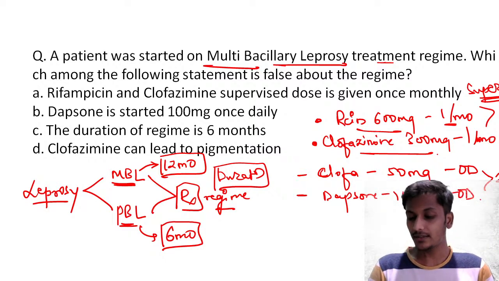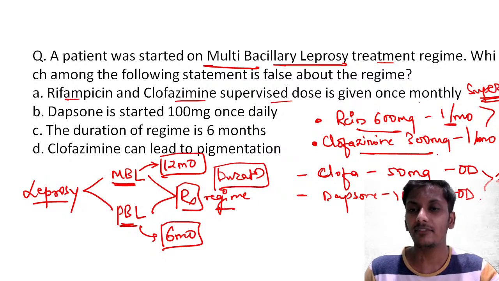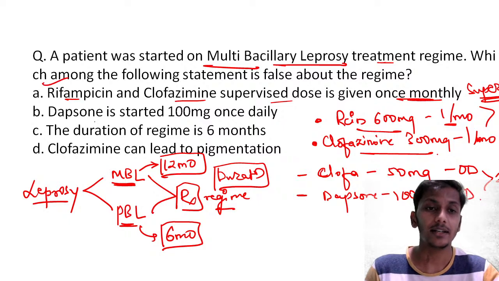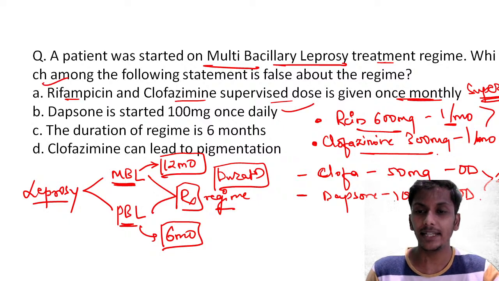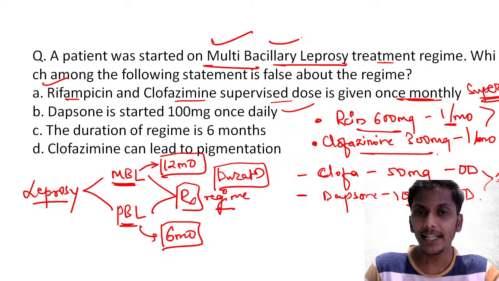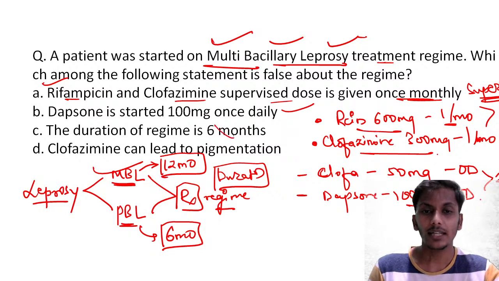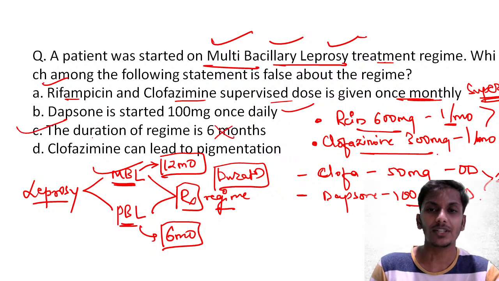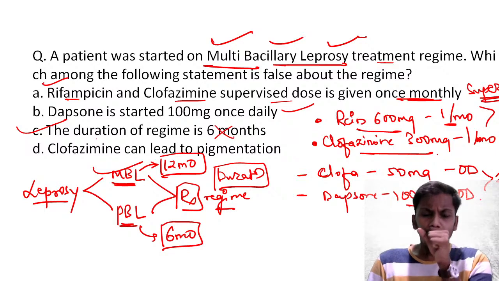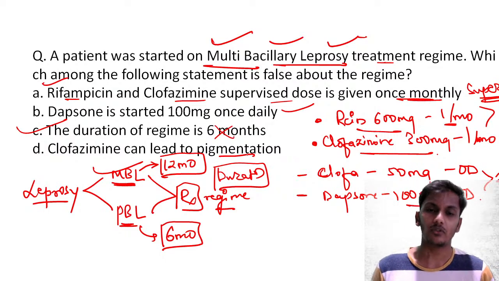Now what is the wrong statement? We'll see statement by statement. Rifampicin and clofazimine supervised dose are given once monthly. Yes, the statement is right. Dapsone is started 100 mg once daily. Yes, it is right. The duration of regime is 6 months. What they have told? Multibacillary leprosy. And for multibacillary leprosy, the treatment regime is for how many months? It is for 12 months and not for 6 months. So this is the wrong statement. The answer over here is option C, that is the duration of multibacillary leprosy regime is 12 months and not 6. And clofazimine can lead to pigmentation. Yes, a characteristic side effect of clofazimine is pigmentation.